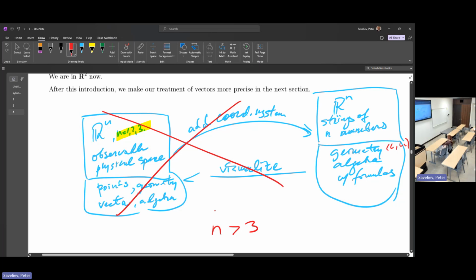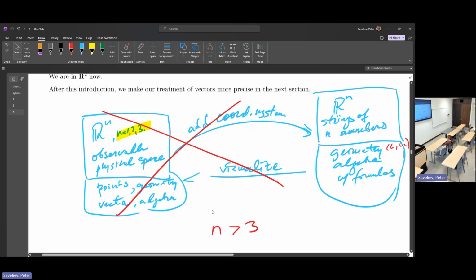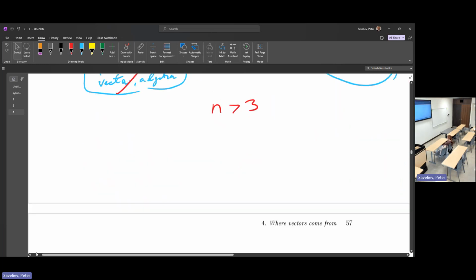So that is the challenge: you can still try to visualize, but under the assumption that you're losing a lot, because you cannot visualize anything higher than dimension 3. All right, so let's go over that next.